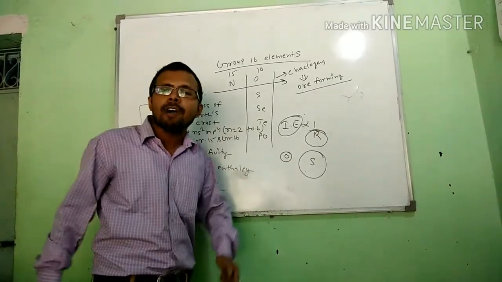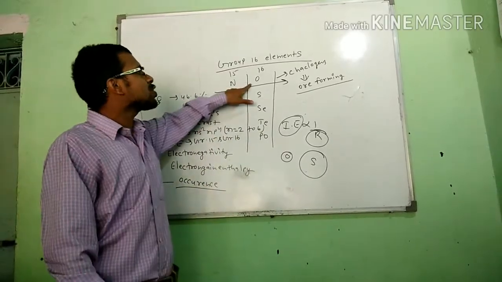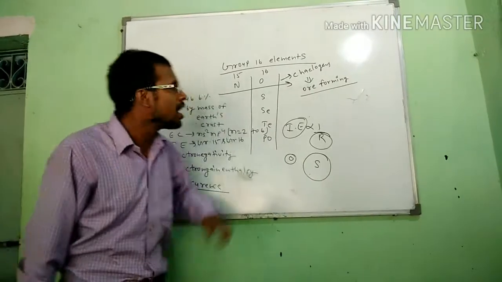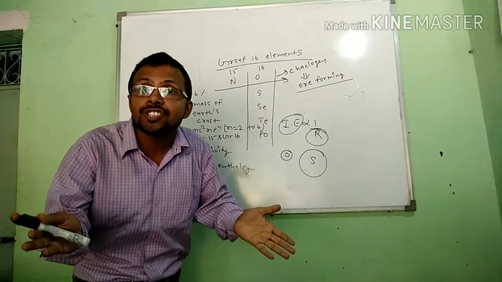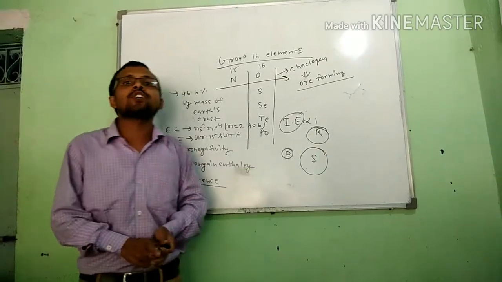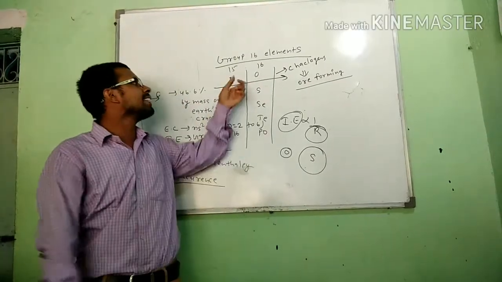If we talk about the physical properties of this group, we can say that the first two elements of group 16, that is oxygen and sulfur, are non-metals, while selenium and tellurium are what? Can you guess? Metalloids, and polonium is a radioactive metal. So these are the physical states of all these elements.